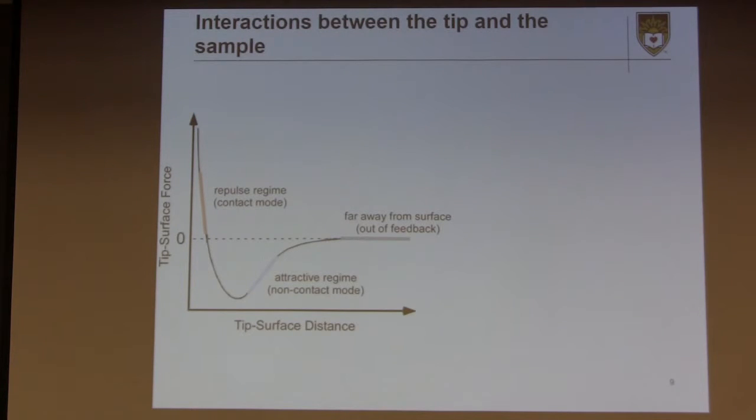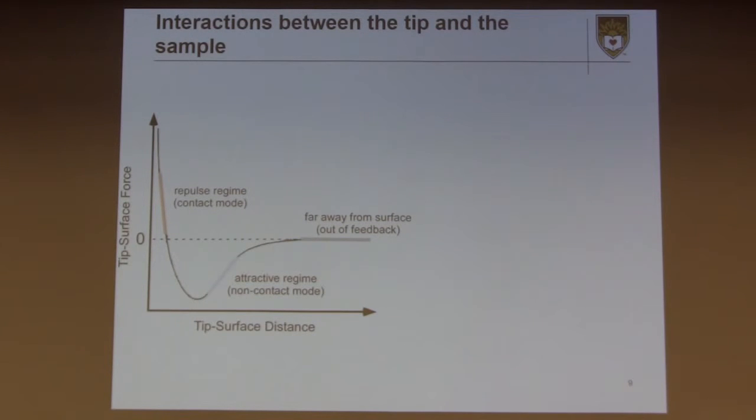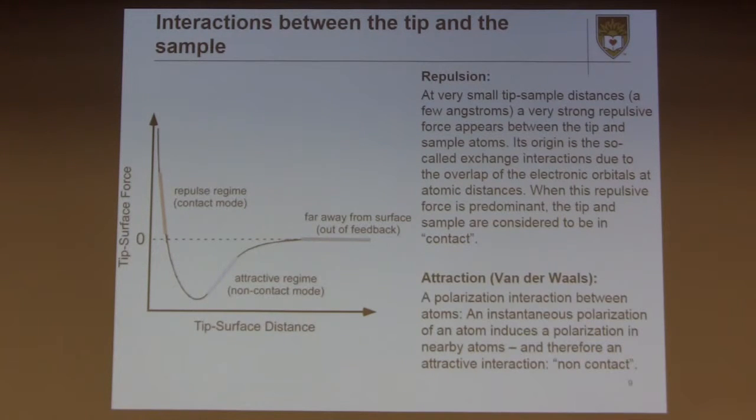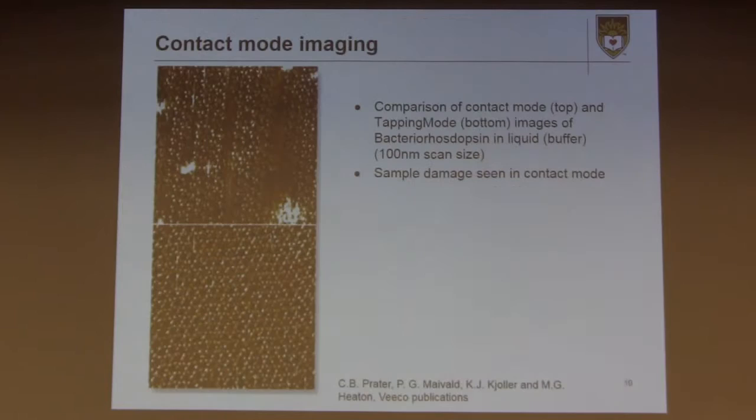Now, when you image, there are several ways to do it, but you can be on the classical curve of attractive and repulsive regimes, right? If in repulsion, you are very, very close to the sample. It's called contact mode. In the attractive regime, you are far away; it's called non-contact mode. Contact mode is tricky. If you scan, for example, some protein in liquid buffer in contact and non-contact mode, you see that once you drag your tip, you eventually damage your sample. When it's in non-contact mode, it's much easier to work.